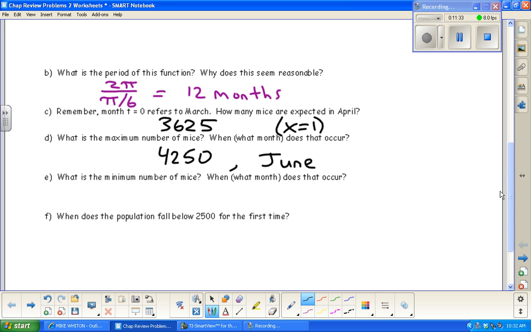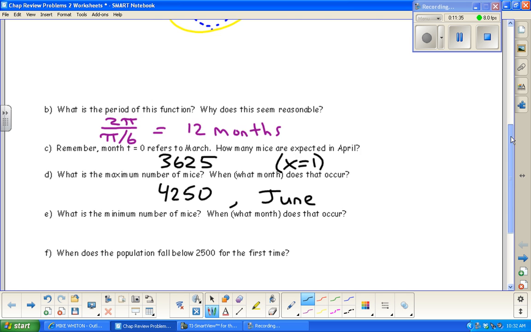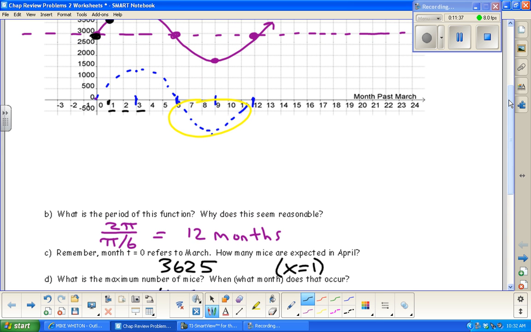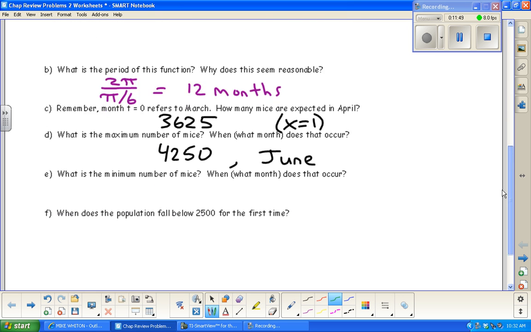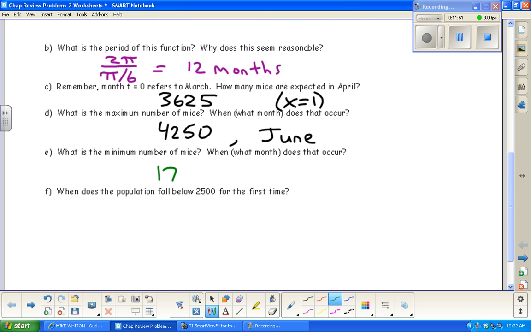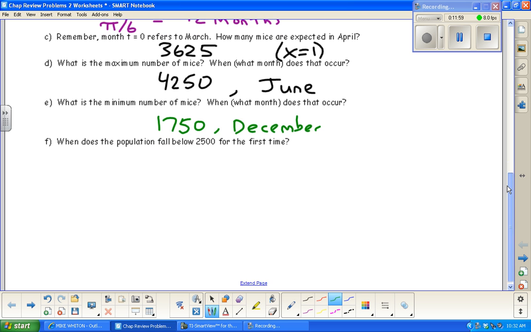Minimum number, again, if we look up at our graph here, we can see the minimum occurs down here, and that is just the 3,000 minus the amplitude. Okay, so that ended up being the 1750, and that was in the 9th month after March, so that ends up being December. Okay, and again, that seems to make sense. If it's cold outside, there might not be as many mice around in the winter.